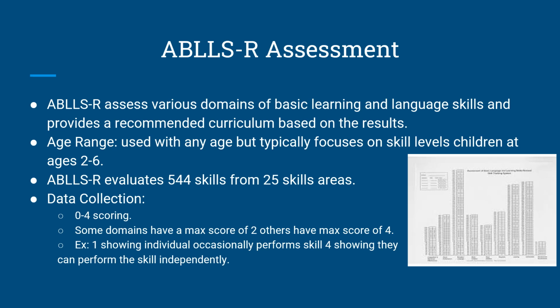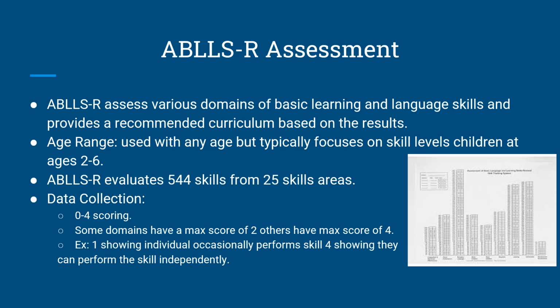The ABLES-R evaluates 544 skills from 25 different skill areas. The task list items within each skill area are arranged from simpler to more complex tasks. For data collection, there is a range anywhere from 0 to a max score of 4, depending on the domain area. For example, some domain areas have a max score of 2, while others may have a max score of 4.